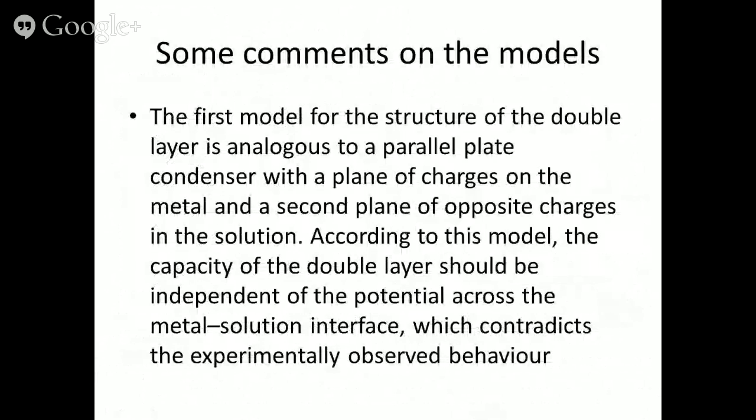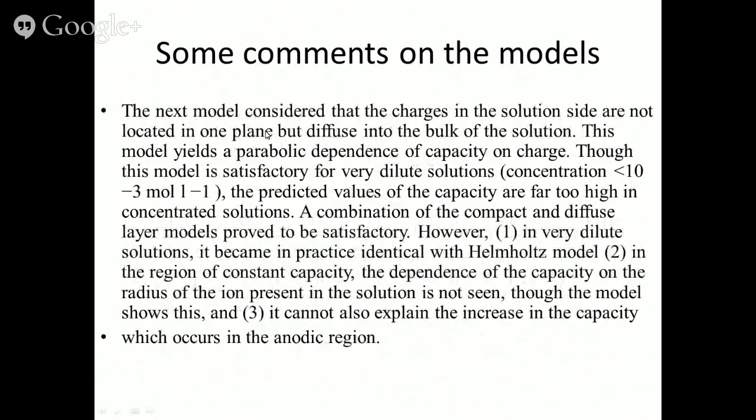Okay, the first model for the structure of the double layer is analogous to the parallel plate model, so we can easily calculate whatever we want to calculate. Now, if you take the next model, consider that the charges on the solution side are not located in one plane but diffuse. That is the Gouy-Chapman model. This model yields a parabolic dependence of capacity on charge.